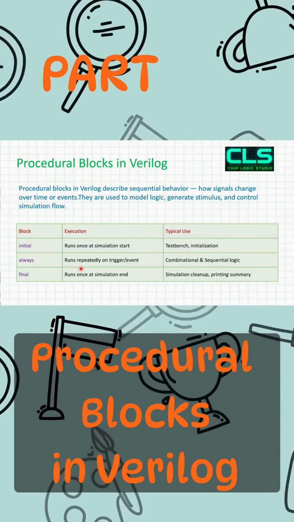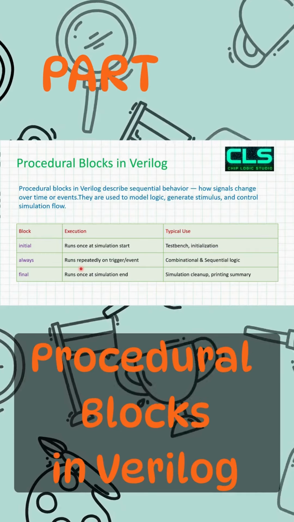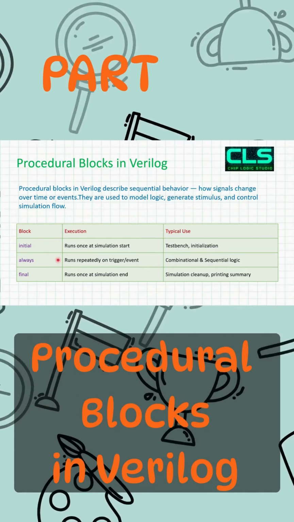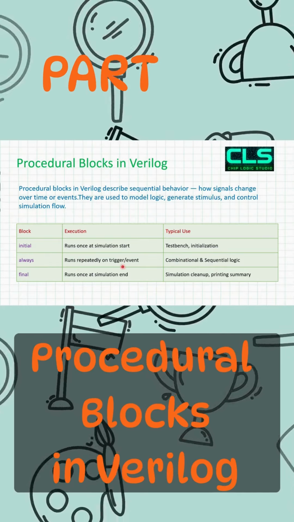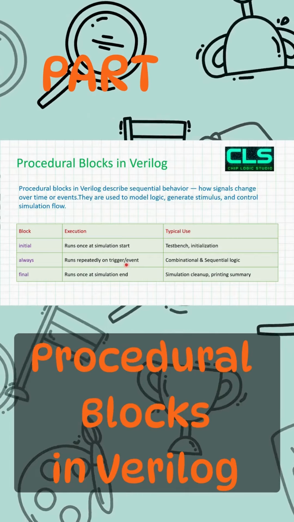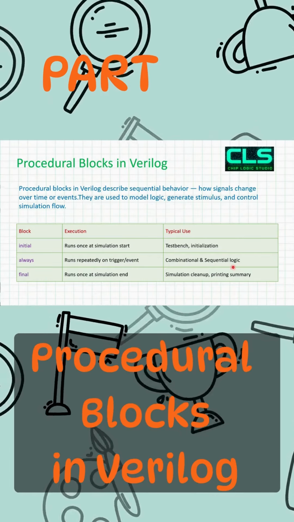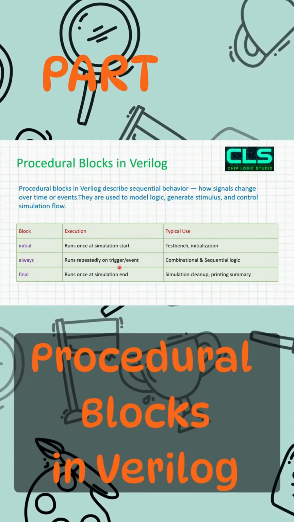As you know, hardware is always running, so we need something to always run. So this always block is used for that because it is always running. It runs repeatedly on a trigger or event, so we can control it with our trigger and event, and you can create combinational and sequential circuits with this. So let's move forward and see this step by step.